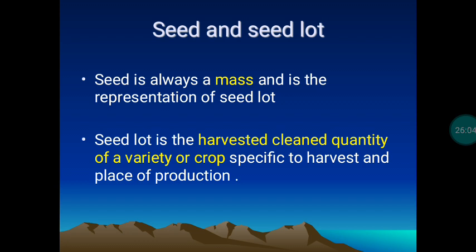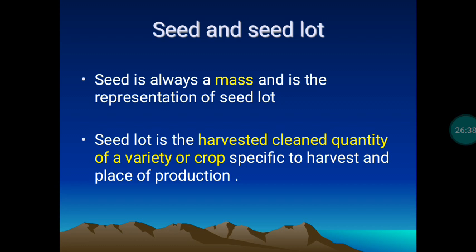So here the genetic purity will become a big question mark. Whether it is within the 50-meter distance or away from it, if they are two different varieties, for both varieties you have to maintain a separate seed lot. So that is the thing with reference to the seed lot. So the definition: a seed lot is the harvested cleaned quantity of a variety, only one variety, or crop specific to harvest.